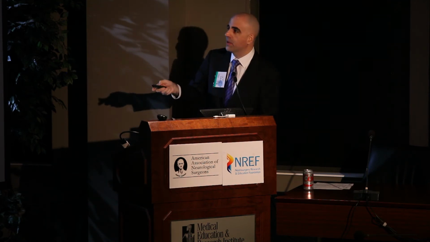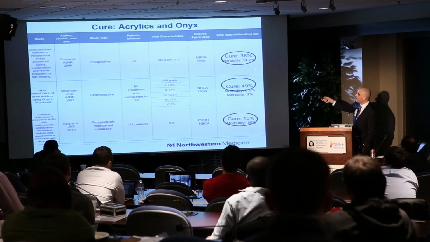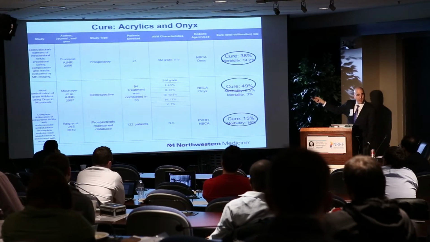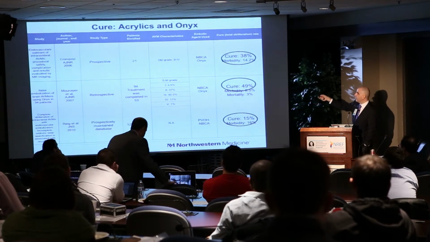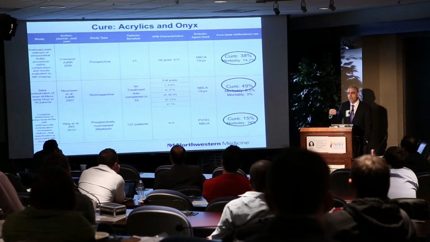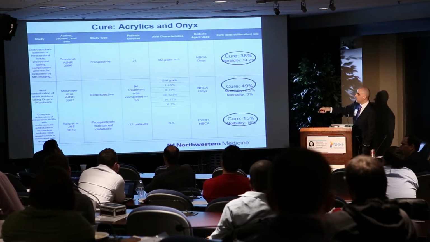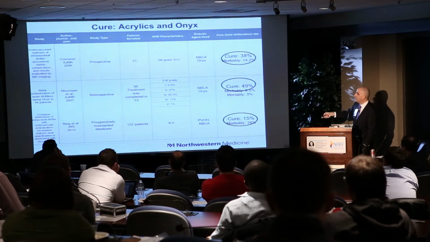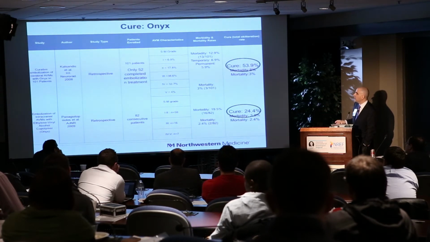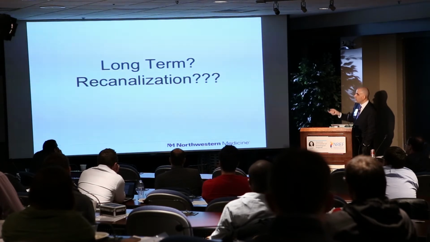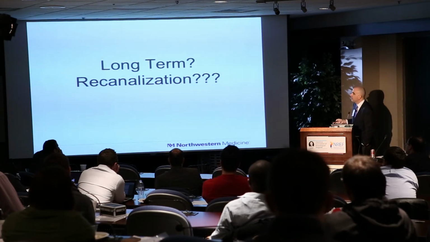That's precision medicine. And let's move on to the Onyx era. The occlusion rates are a bit better, but still not great. You're still only getting up to 30, 40, 50% occlusion rates, depending on how selective you are. This group favored lower grade AVMs. They got a bit better occlusion rate. Again, you can titrate this based on your selection. Long-term recanalization, we don't know.